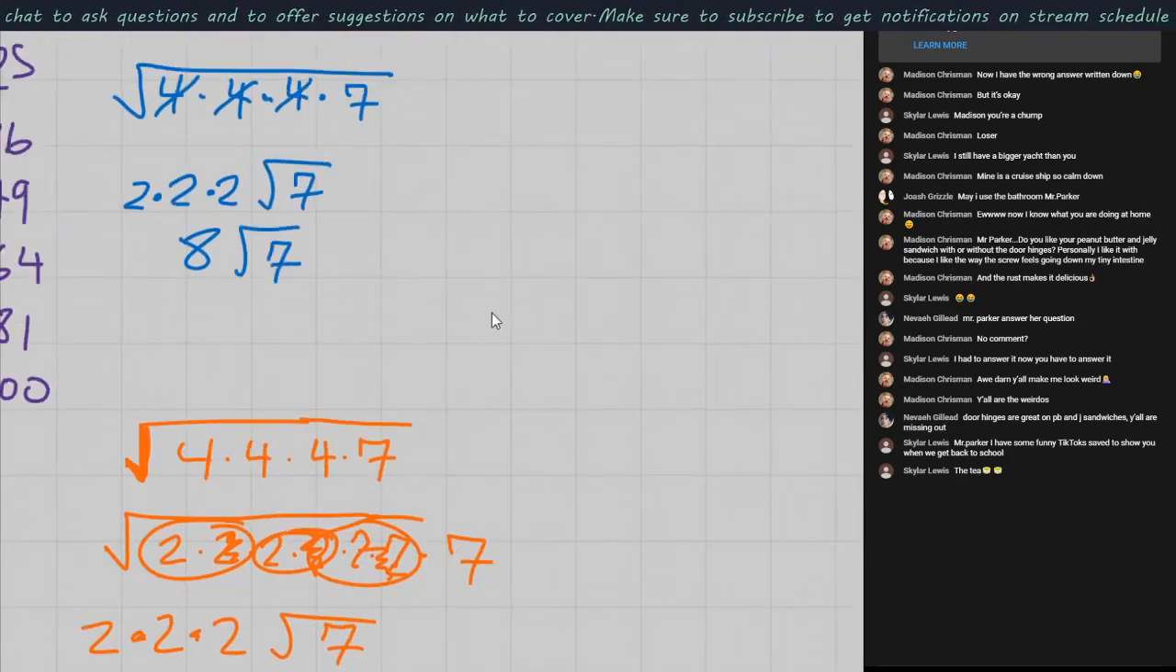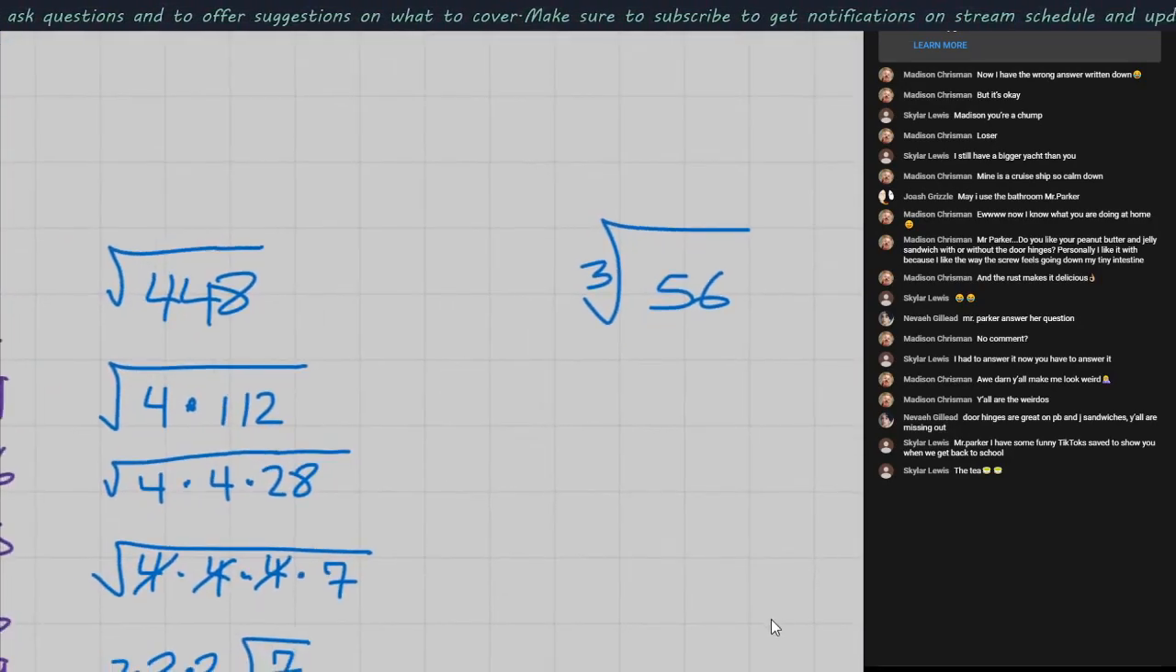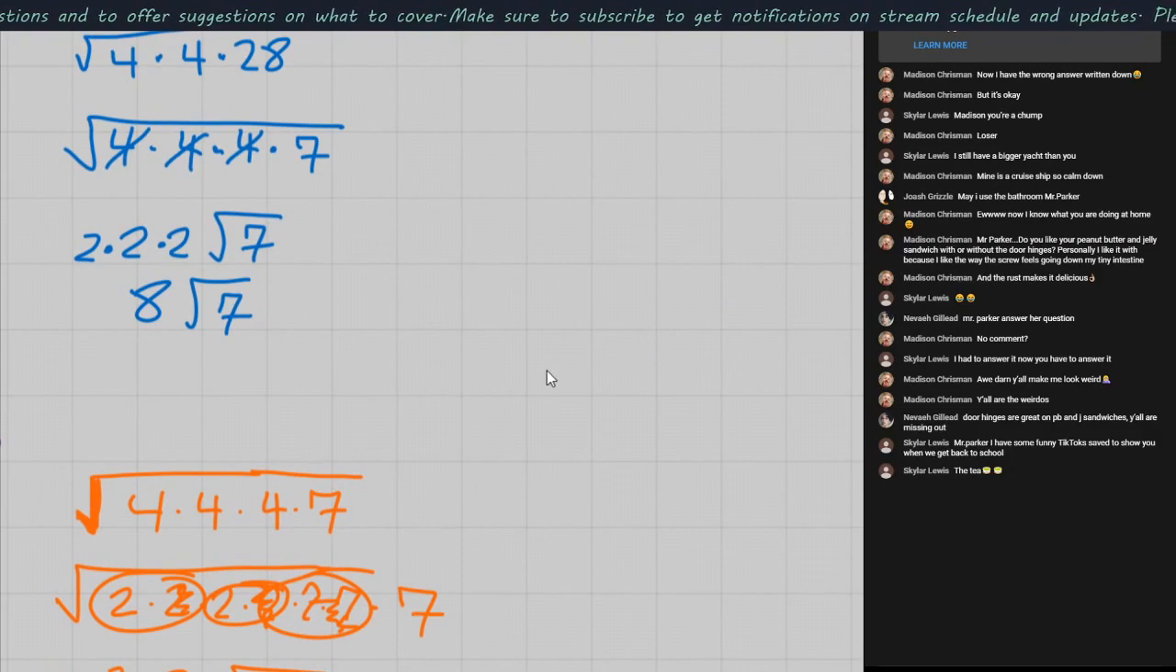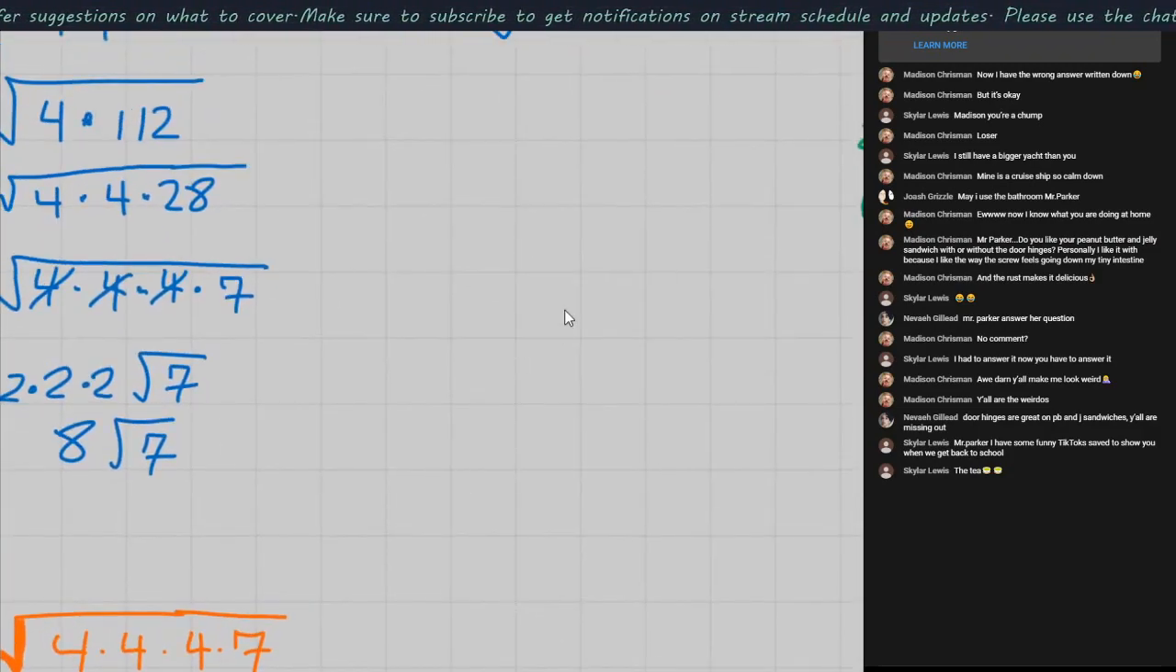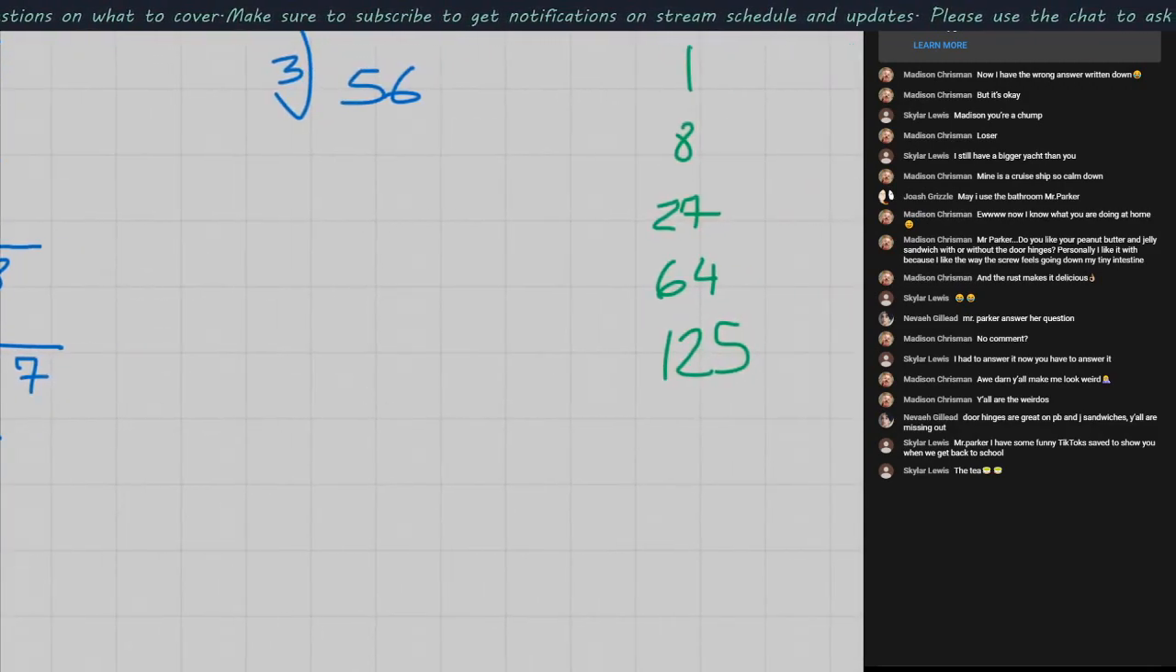Alright, so perfect cubes. Did anybody have any questions about that? Other than the peanut butter and jelly sandwich question? No? Okay, because I just don't want to be rushing too quickly through that.